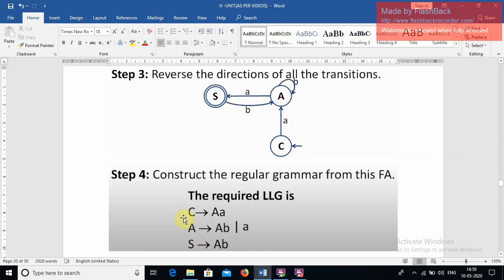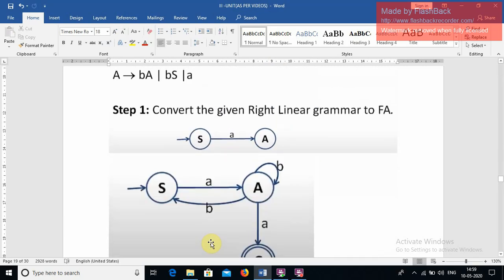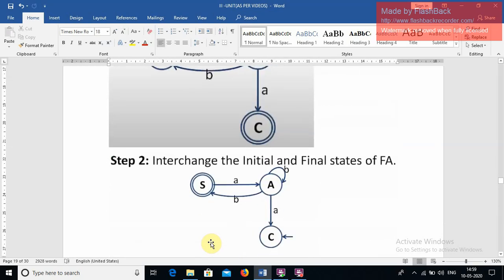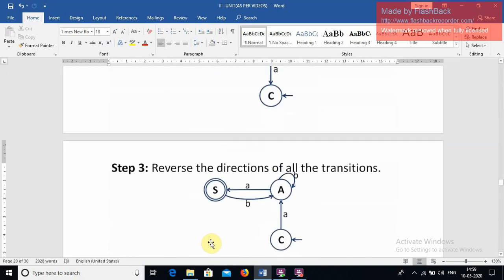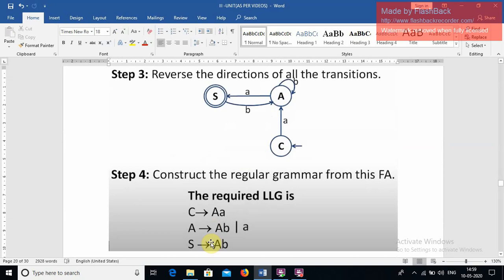The final grammar is nothing but an LLG, left linear grammar. Hope you understand. So simply, there are 4 steps to convert a right linear grammar into a left linear grammar. First, construct an FA based on the grammar. Next, interchange the initial and final states. The next one, reverse every direction of the transition lines. So finally you construct the grammar.